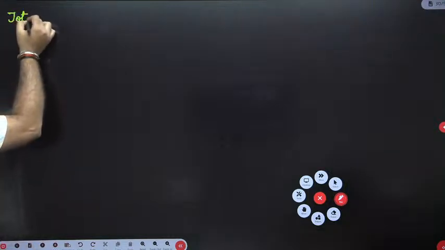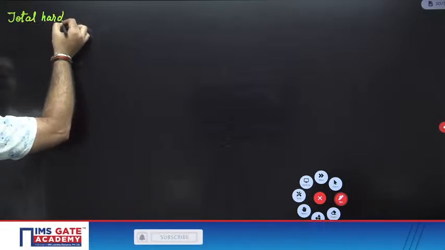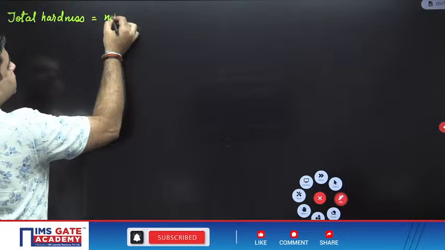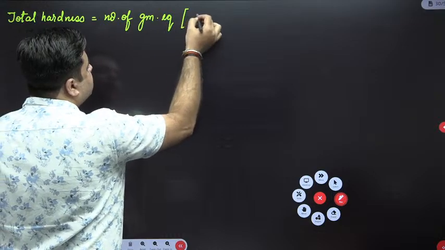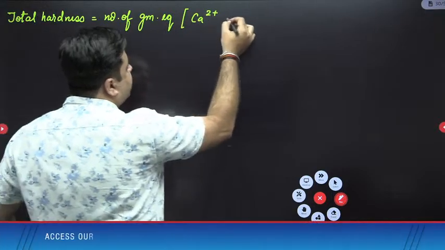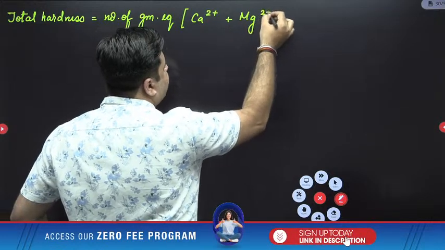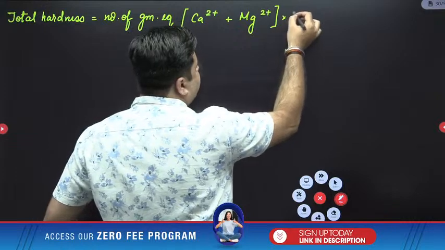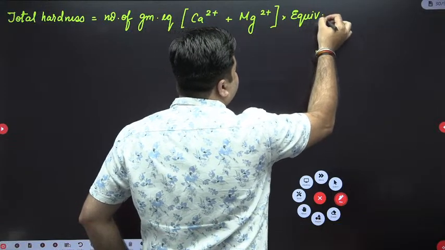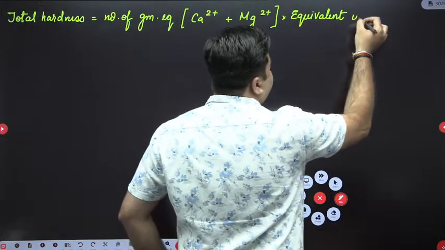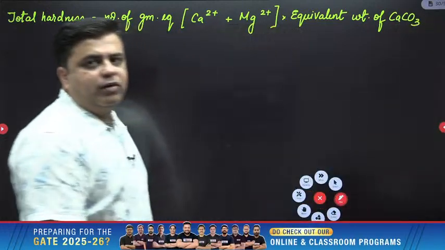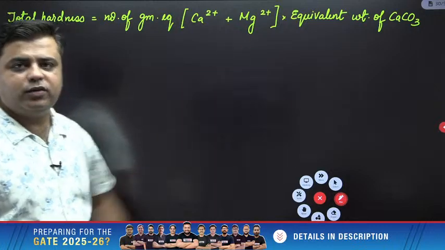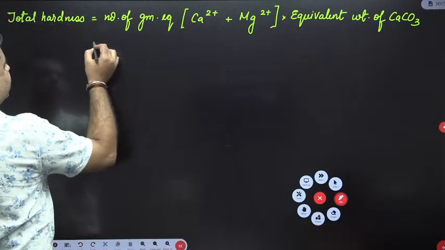Let's calculate. Total hardness is equal to the number of gram equivalents of calcium ions plus magnesium ions, multiplied by the equivalent weight of CaCO3, and that is the total hardness of the water sample. Now, sir, how to calculate the number of gram equivalents of calcium ion?